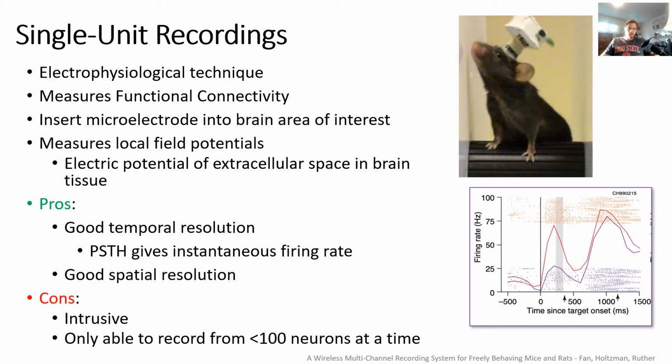Pros of single unit recordings are good temporal resolution, because the peristimulus time histogram gives instantaneous firings, as well as good spatial resolution. The cons are this is intrusive and only able to record from less than 100 neurons at a time, which is disheartening considering there are 86 billion neurons.